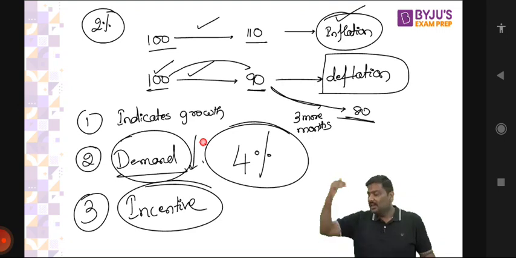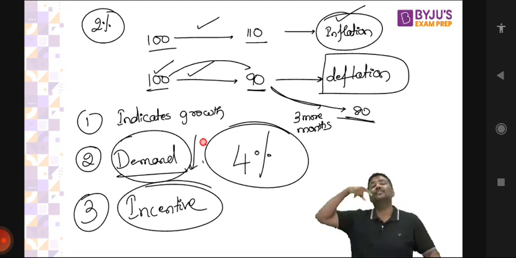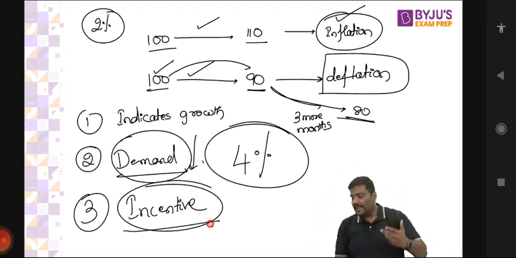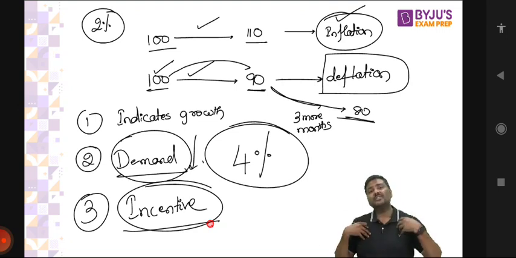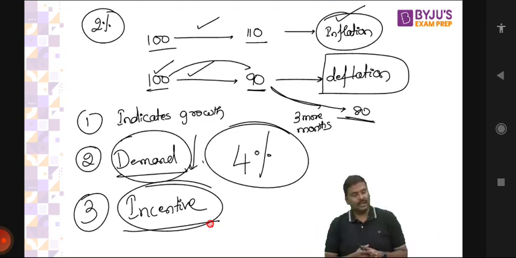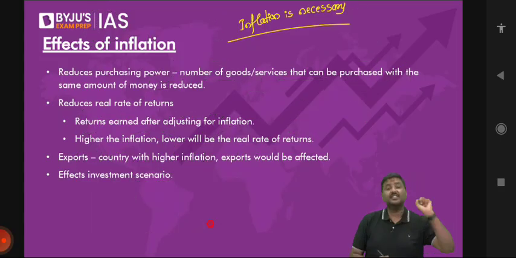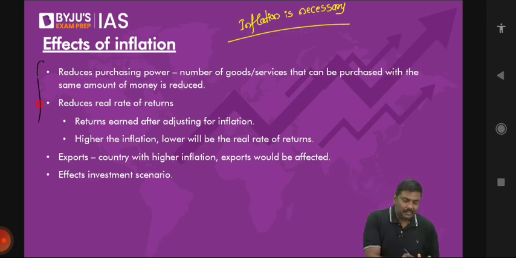Second, if the prices will keep on declining, demand will further fall down in the market because people will expect a further decline in the prices. And the third one is, whenever there is an inflation, it is an indicator that there is a higher demand, so the manufacturers will have the incentives to manufacture more and supply more in the market. Right? So these are the reasons why we say that inflation is necessary. But what is the impact of inflation? If inflation is there, what is the impact of it? Let's go one by one.